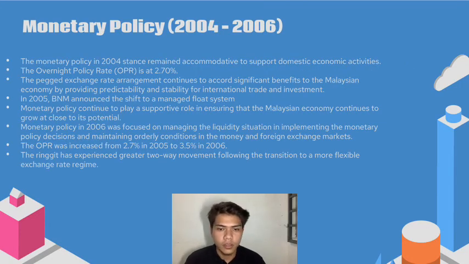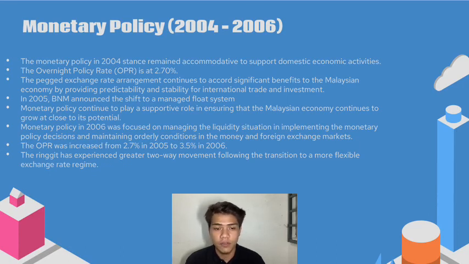While the government continued to pursue gradual fiscal consolidation to strengthen its fiscal position in 2004, the monetary policy stance remained accommodative to support domestic economic activities. The overnight policy rate (OPR) will therefore remain unchanged at 2.7%. On the exchange rate front, the pegged exchange rate arrangement continues to accord significant benefits to the Malaysian economy by providing predictability and stability for international trade and investment.